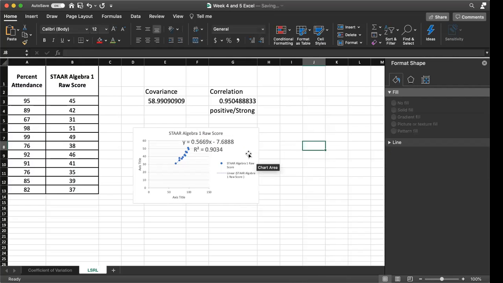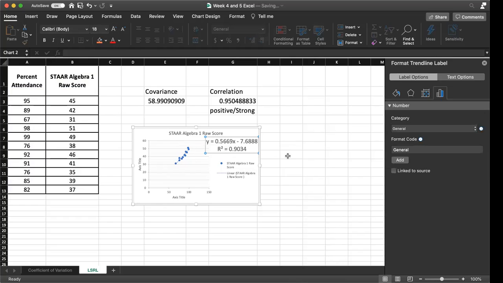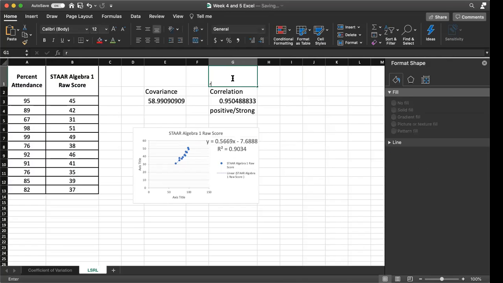There. This is called the least squares regression equation. All right. And notice this is giving me this value that we call R squared. R squared is what we call the coefficient of determination. So this value right here is what we call R. This value right here is what we call R squared. And that is known as the coefficient.